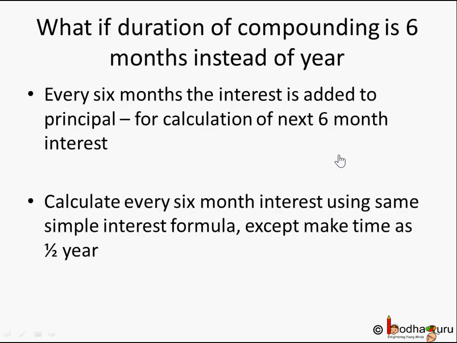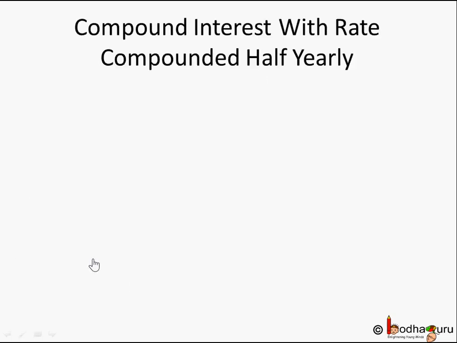What if the duration of compounding is 6 months instead of a year? It means every 6 months the interest is added to the principal for the calculation of simple interest for the next 6 months. So instead of 1 year, at 6 months you calculate the interest, and then in the 7th month you add that interest to the principal. So you are doing it on a half yearly basis. 6 months is a half yearly basis.